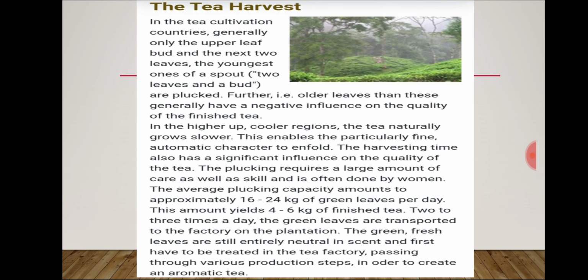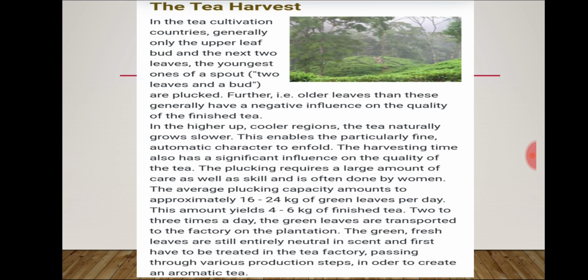Tea harvest. In the tea cultivation countries, generally only the upper leaf bud and the next two leaves, the youngest one of the sprout, are plucked. Further, older leaves than these generally have negative influences on the quality of the finished tea. In the higher up cooler regions, the tea naturally grows slower. This enables the particularly fine aromatic character to unfold. The harvesting time also has a significant influence on the quality of the tea.